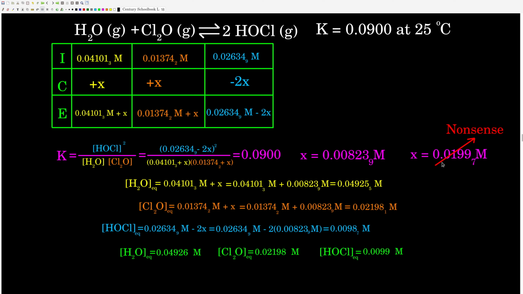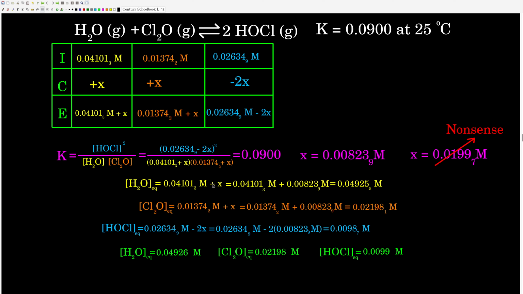We can throw this root out, because if x is basically 0.02, that means 2x is basically 0.04, and we get a negative concentration for hypochlorous acid, which again is nonsense. Right? So we throw out this root, and that's always going to happen, guys. When you get 2 roots, you're always going to be able to discard 1 using your chemical knowledge. This root does make sense, so that means now we know the equilibrium concentrations of everything.